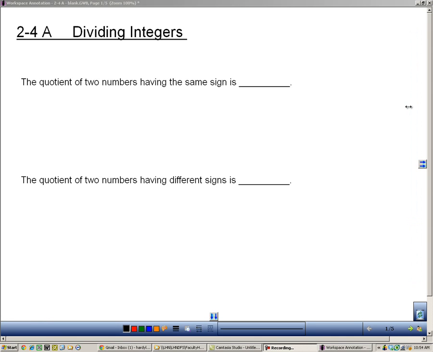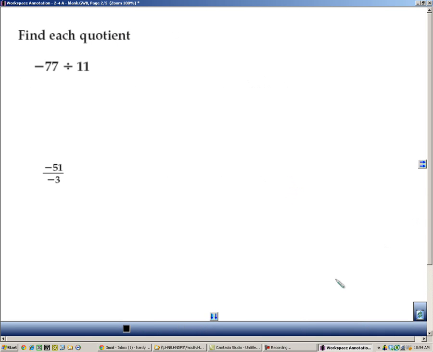Section 2.4a is about dividing integers. The rules for dividing numbers are the same as multiplying. The quotient means division, so the quotient of two numbers that have the same sign is going to be positive, and the quotient of two numbers having different signs will be negative. Those are exactly the same rules as they were for multiplication, except now we're using division.